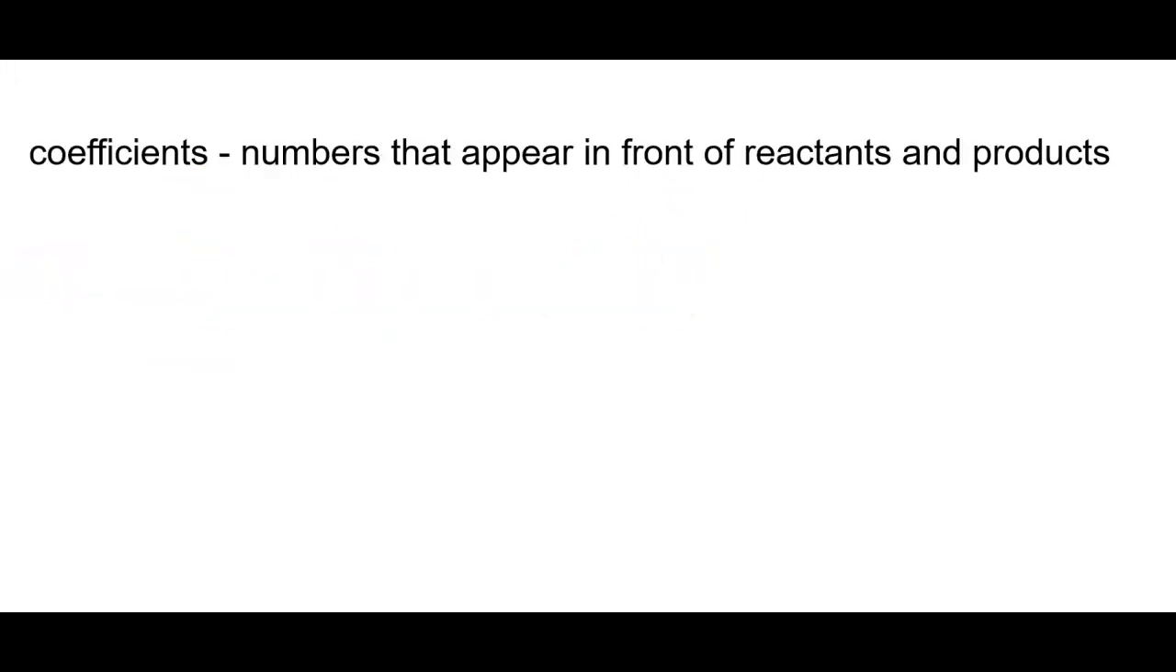Coefficients are numbers that appear in front of reactants and products. They're whole numbers that we put in front of each reactant and or each product. We never write a one, so if there's no whole number in front of them, we assume it to be a one.